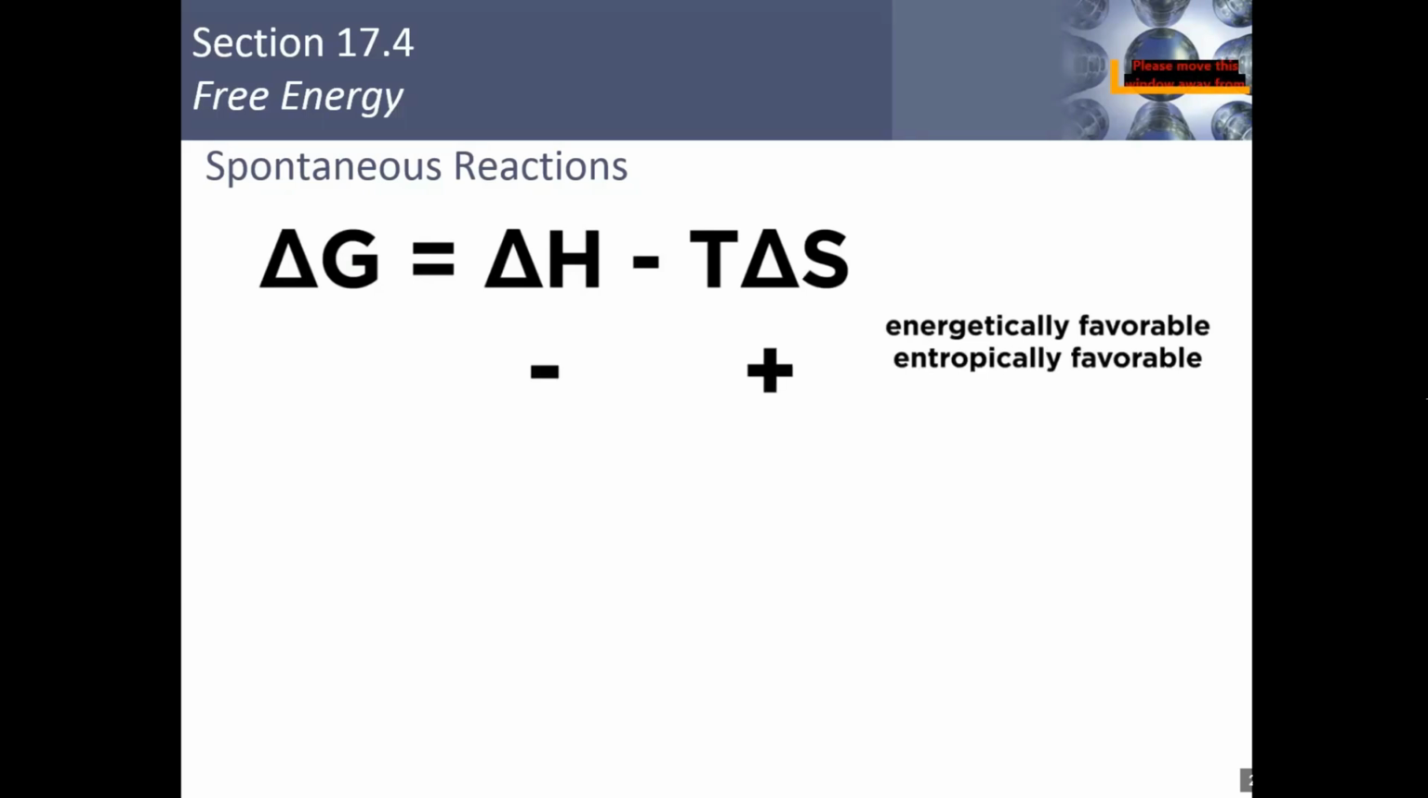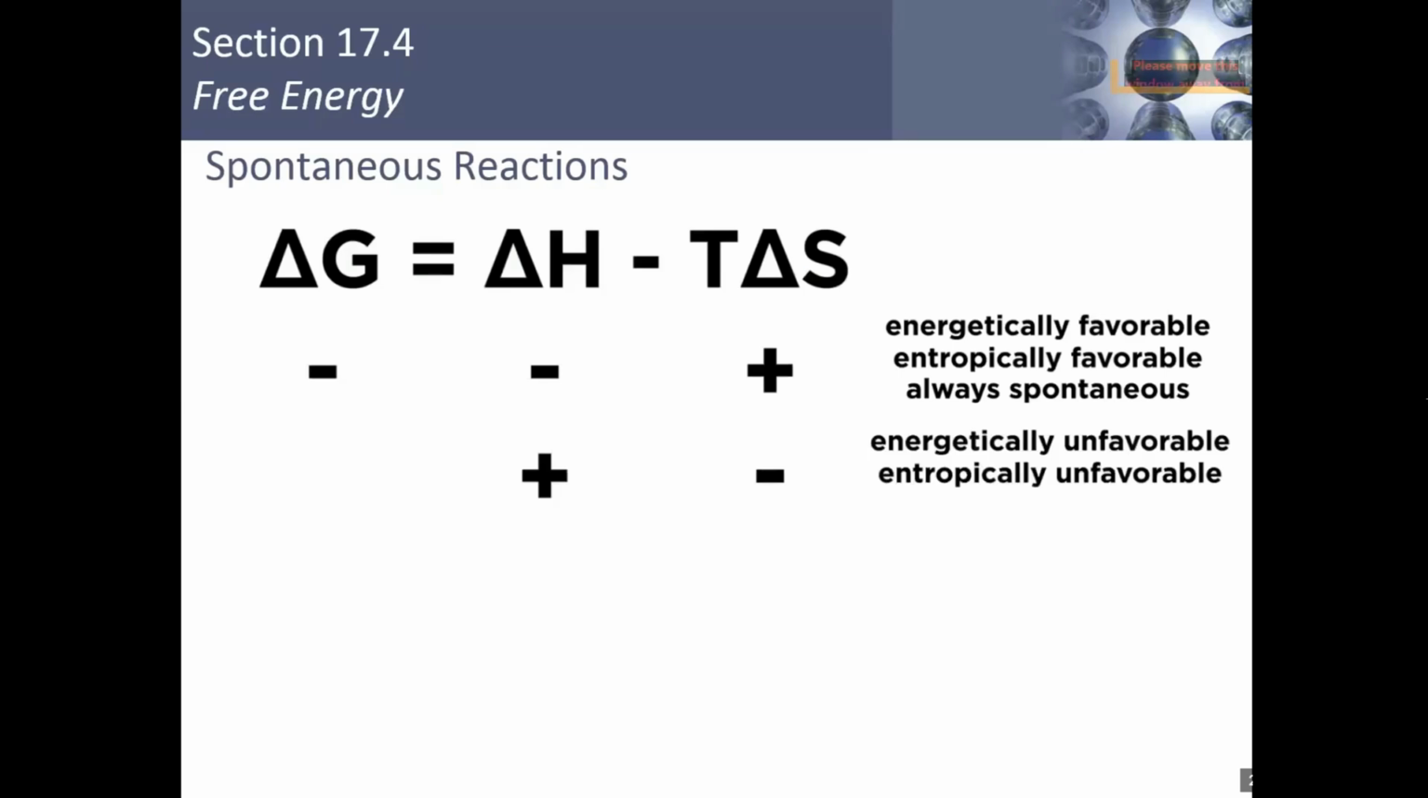is positive, which means an increase in entropy, which is also favorable, a negative minus a positive will always be negative, or spontaneous. If the opposite is true, and both are unfavorable, we have a positive minus a negative, which will always be positive, or non-spontaneous. If only one of the two is favorable, we have to do some math.